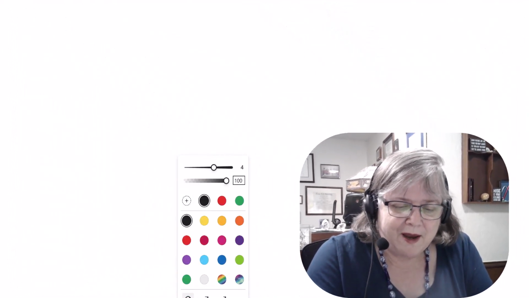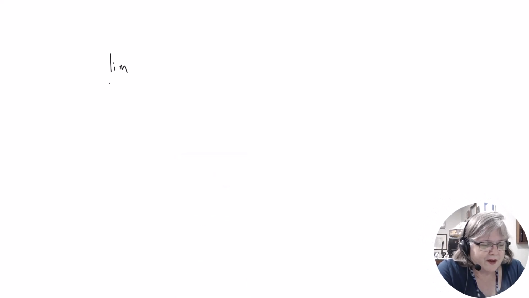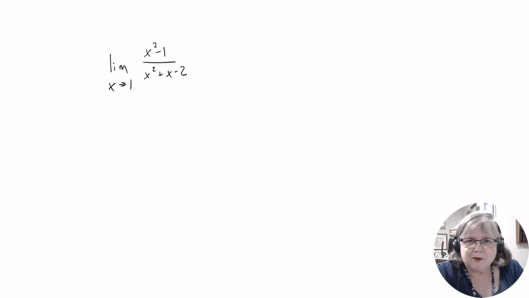So what we had was something like the limit as x goes to 1 of x squared minus 1 over x squared plus x minus 2. And we would say, all right, can we just substitute the 1 in and see if this is in its domain? And you would say, well, let's see. 1 squared plus 1 minus 2. Nope, that's 0 in the denominator. And we would have said, well, maybe we can factor it.